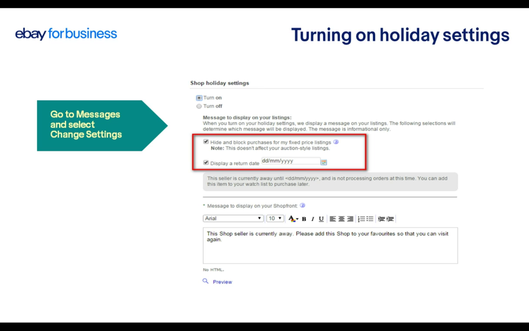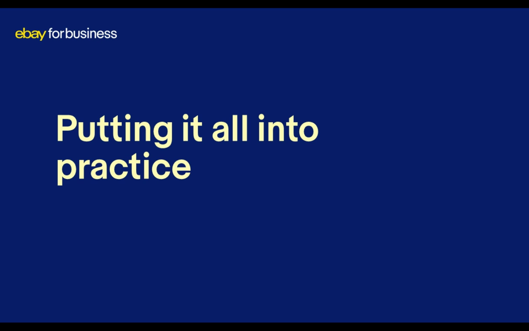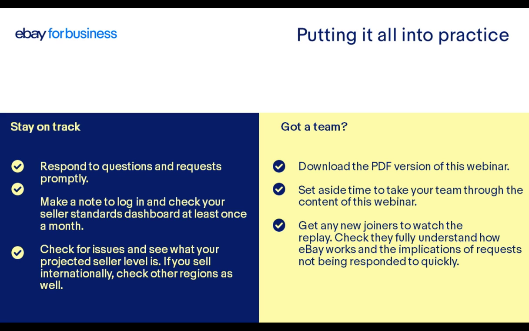Okay, so putting it all into practice now. Some top tips. Stay on track with your performance and try to improve your performance by responding to questions and requests promptly. Make a note to log in and check your seller standards dashboard at least once a month. Now, I know there are some sellers listening who will do this on a daily basis. That might be seen as a little bit over the top by some sellers, but it works for them.